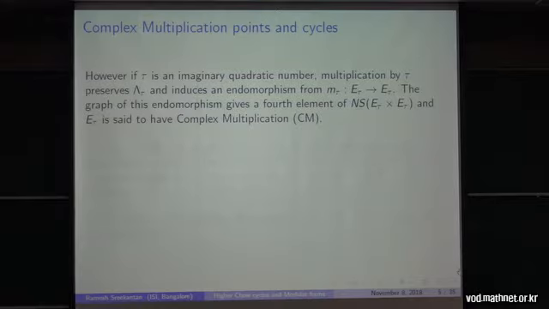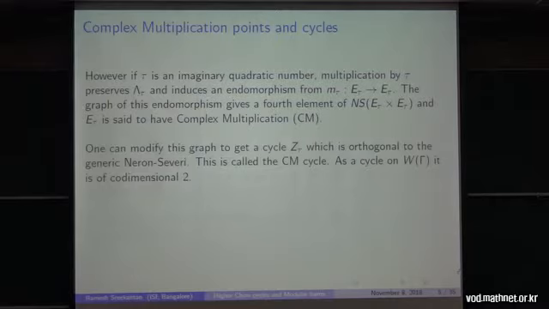Okay, and usually one modifies the cycle to get a cycle which we'll denote by z tau, which is orthogonal to the generic Neron-Severi. So on this Neron-Severi group, it's a surface, so there's something called the intersection pairing, and with respect to that, you have E cross 0, 0 cross E and the diagonal, and now you have this fourth guy. You can sort of orthogonalize it so that it's orthogonal to the other three, and you call that cycle the CM cycle. Okay? So it's a cycle in the fiber E tau cross E tau over a CM point, but that's lying inside a threefold. So the cycle on the whole three-dimensional object is a codimension 2 cycle. Okay? And the point tau, considered as a point on X, so you're dividing out by the action of the group, is called a CM point.